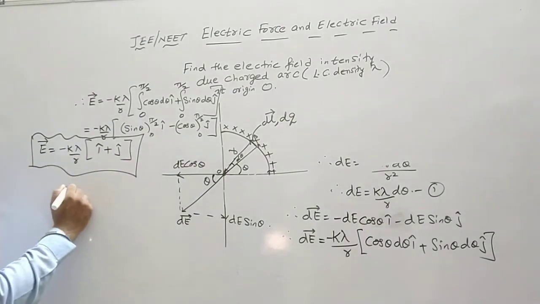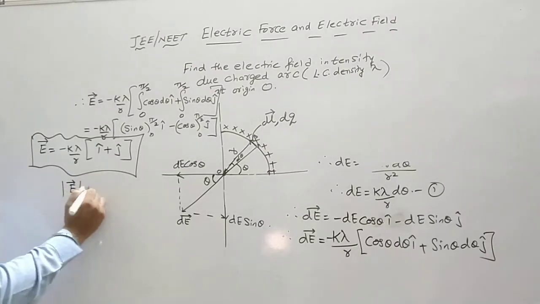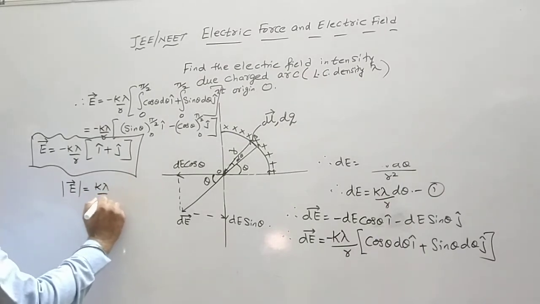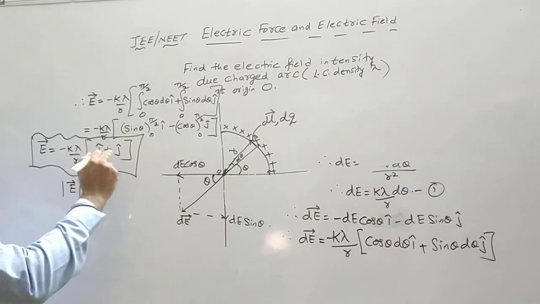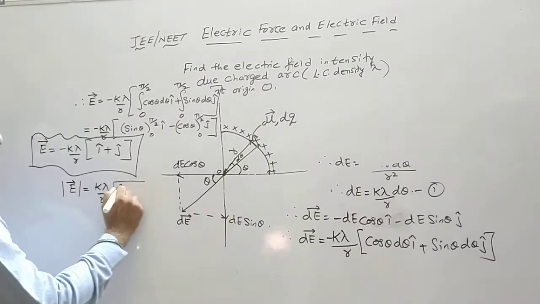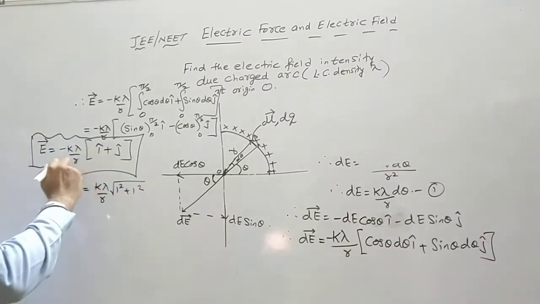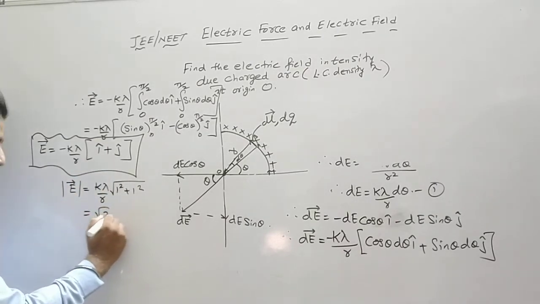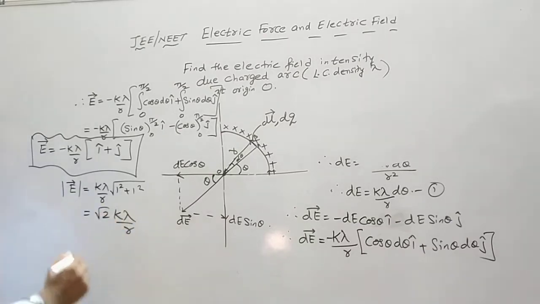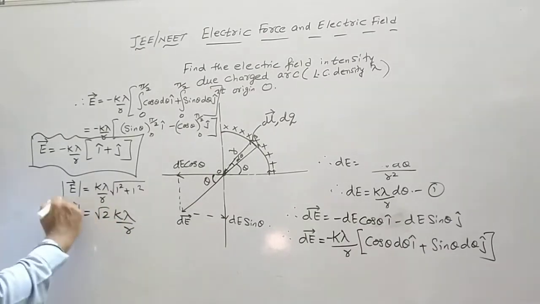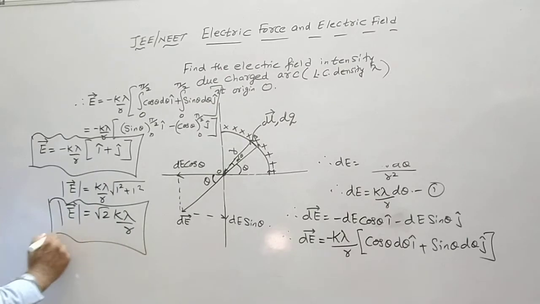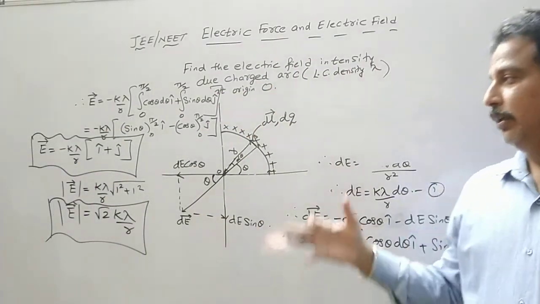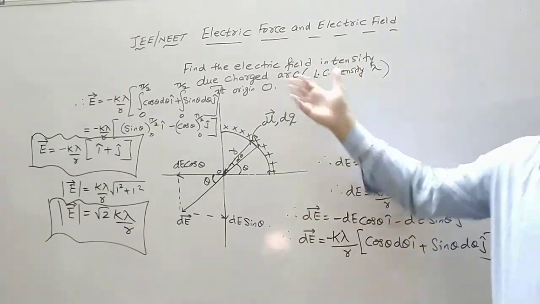Now I have to find out the magnitude. So mod of E is equal to, K lambda upon R is a constant term, under root x component plus y component square, so that is 1 square plus 1 square. Otherwise, if you take this inside, K square lambda square upon R square, which is taken outside. Otherwise, directly you can write that is root 2 K lambda by R. So if you remember this, that is the electric field intensity due to this charged arc.